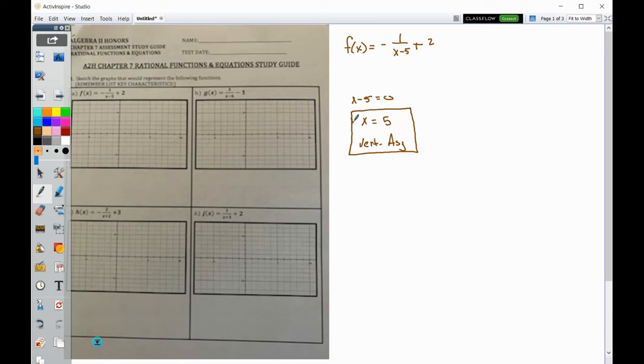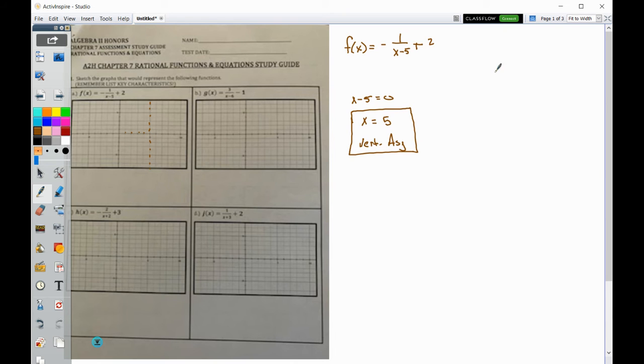That means on the graph at 5, 1, 2, 3, 4, 5, there is an imaginary line going up here, and the graph cannot exist on this line.